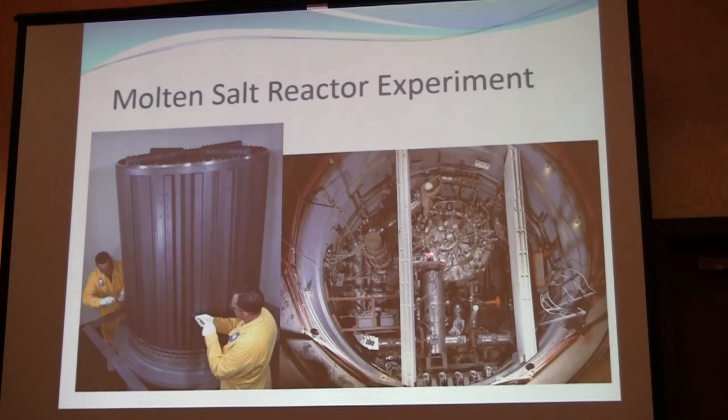Here is a picture of the inside of it from the top. You have the core, the pump, and all the piping. Here is a picture of the core. It was a thermal reactor, and its moderation was graphite. So you just flow the fluid through this graphite core, and the graphite serves as a moderator, and it worked very well, I guess.